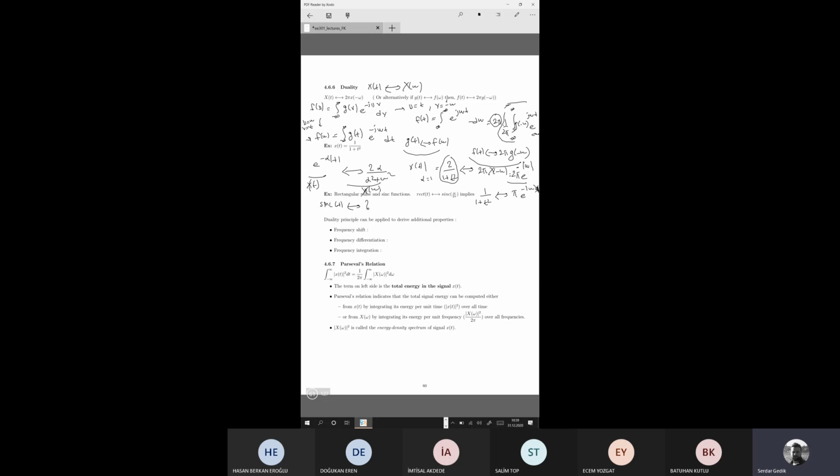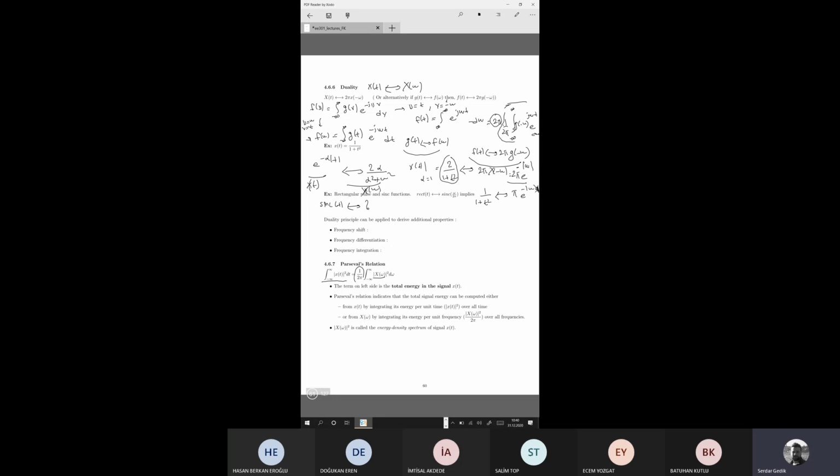The next property is Parseval's relationship. It tells you that you can find the total energy of your signal by integrating the signal in time or its Fourier transform. So this left-hand side is the total energy of a signal. I can calculate this by integrating |x(t)| squared in time, or I can find this by dividing by 2π and integrating |X(ω)| squared. So this is Parseval's relationship.